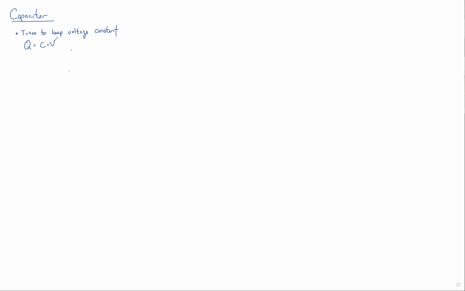The way that it tries to keep the voltage constant is to deliver a current, and it will deliver that current until it runs out of charge. Here's an example. The reason, by the way, that we say this is true is it comes from the constitutive relationship for that capacitor right here. I equals C dV/dt.